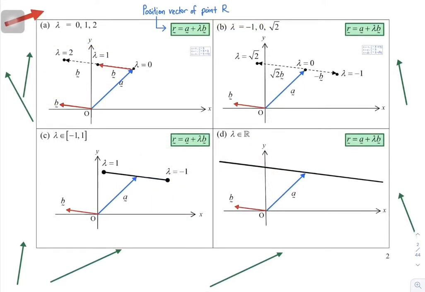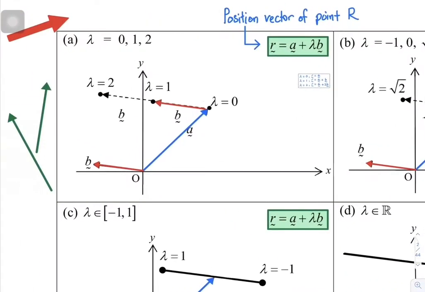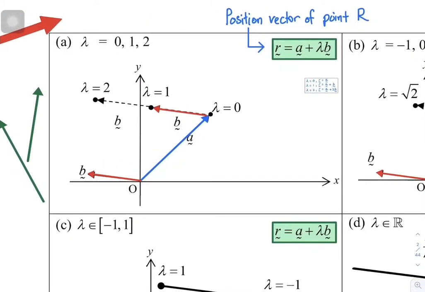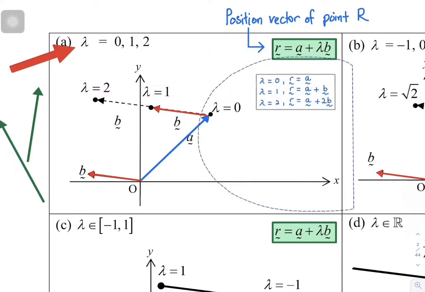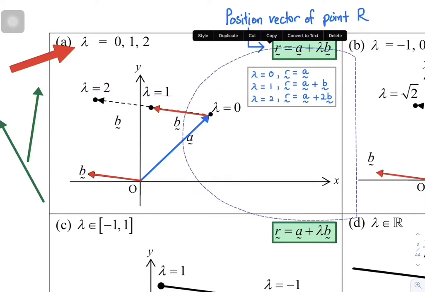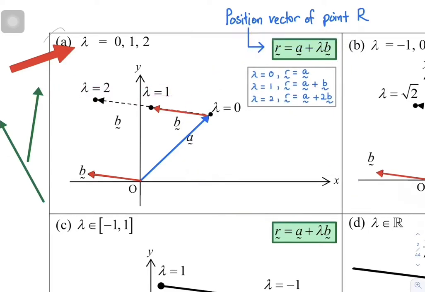Let's take a look at part A. As noted before, the position vector of the point R is represented by this relationship. So for the different values of lambda, 0, 1 and 2, we would actually have different representations of the position vectors of the point R. When lambda equals 0, R equals A. Lambda equals 1, R equals A plus B. Lambda equals 2, R equals A plus 2B.